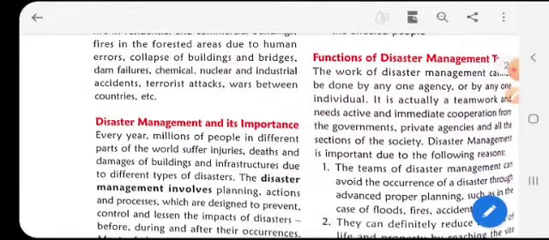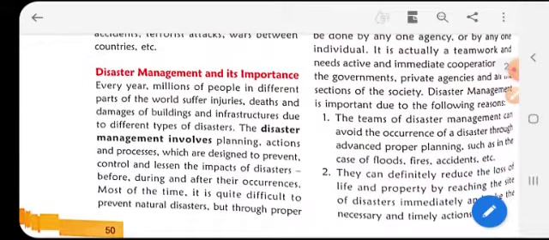Now, disaster management and its importance. So, it is very important to manage all these kinds of disasters. When we face these kinds of disasters, we take proper precautions so that this kind of disaster doesn't happen again. So every year, millions of people in different parts of the world suffer injuries, deaths, and damages of buildings and infrastructures due to different types of disasters. So disaster management involves planning, actions, and processes which are designed to prevent, control, and lessen the impacts of disaster.